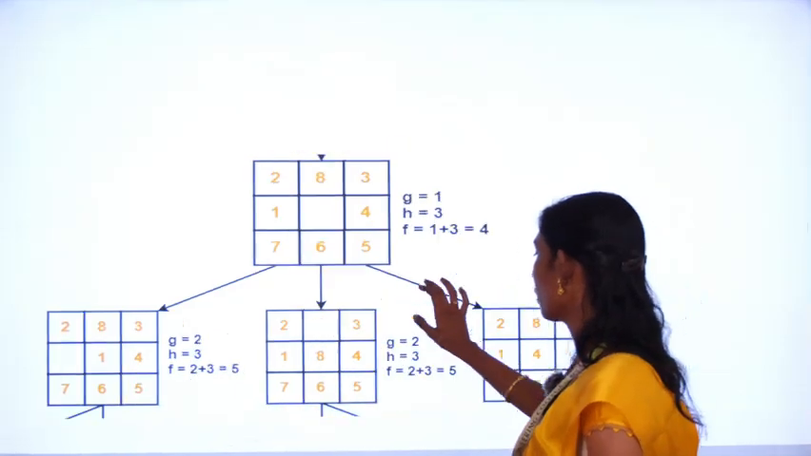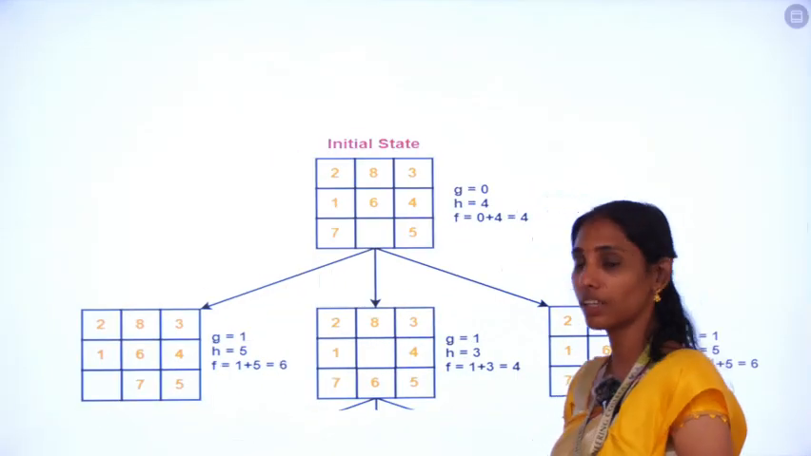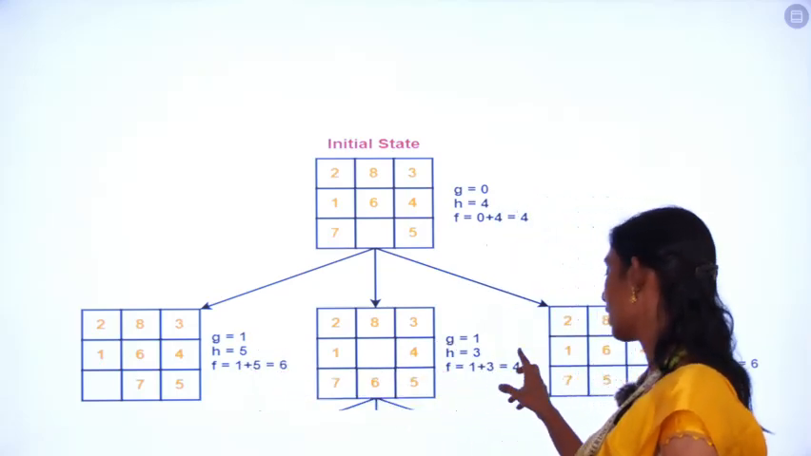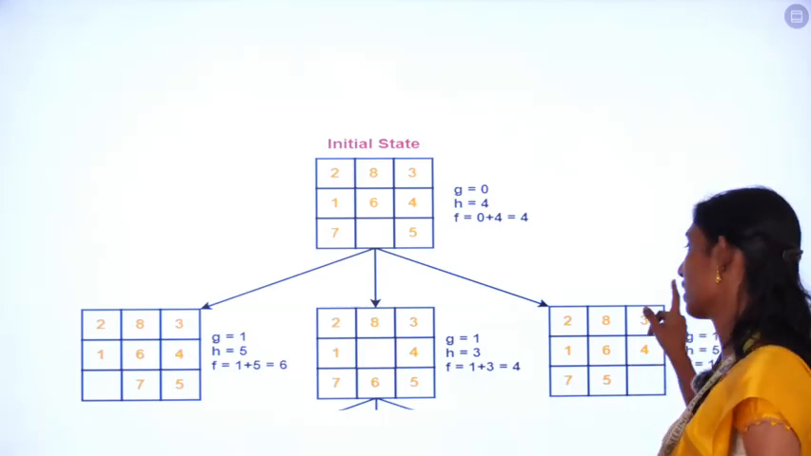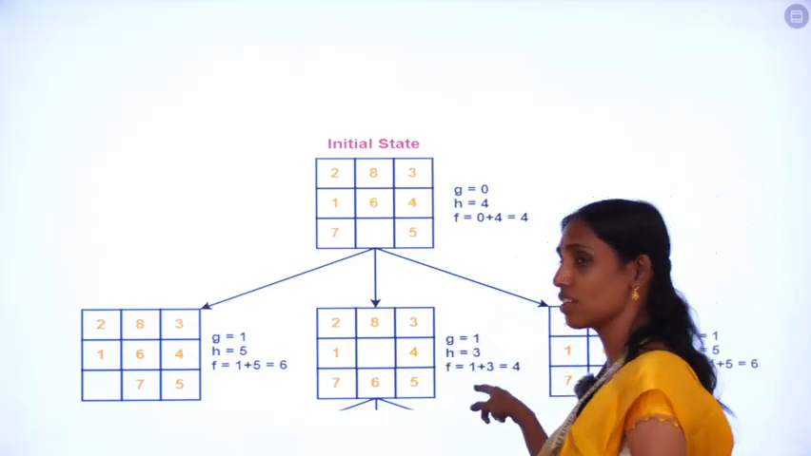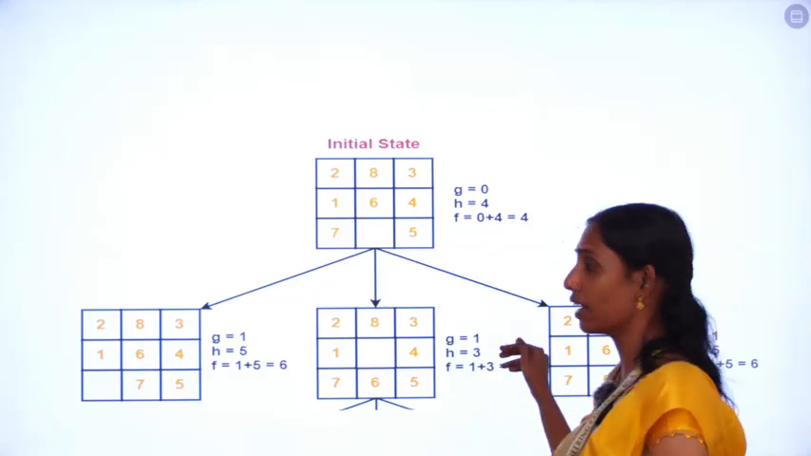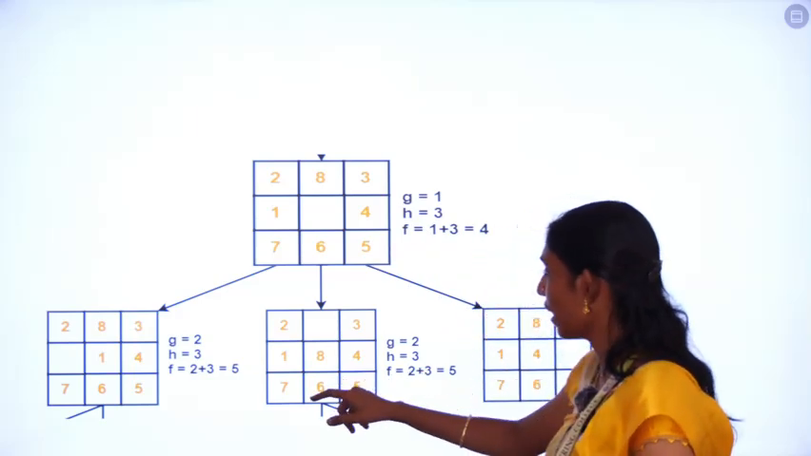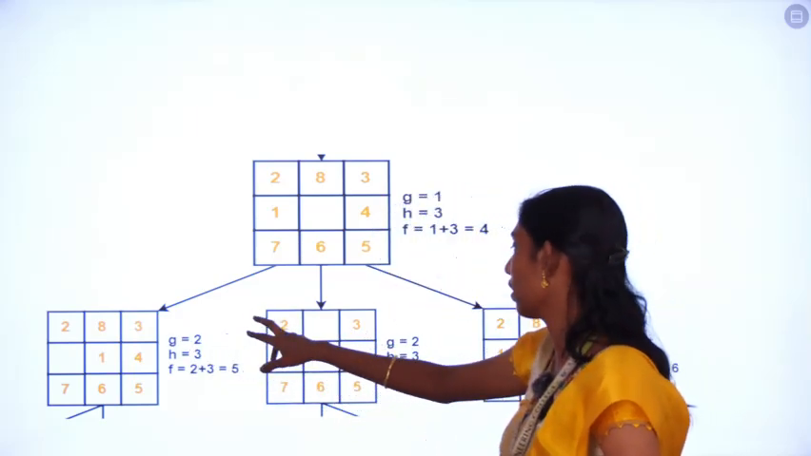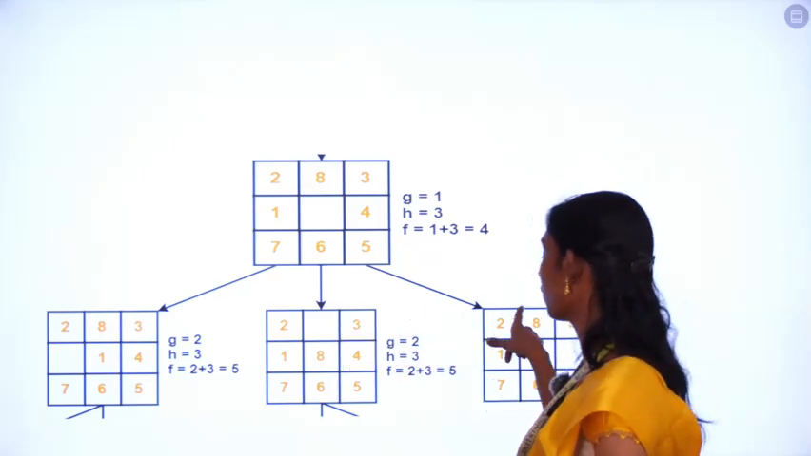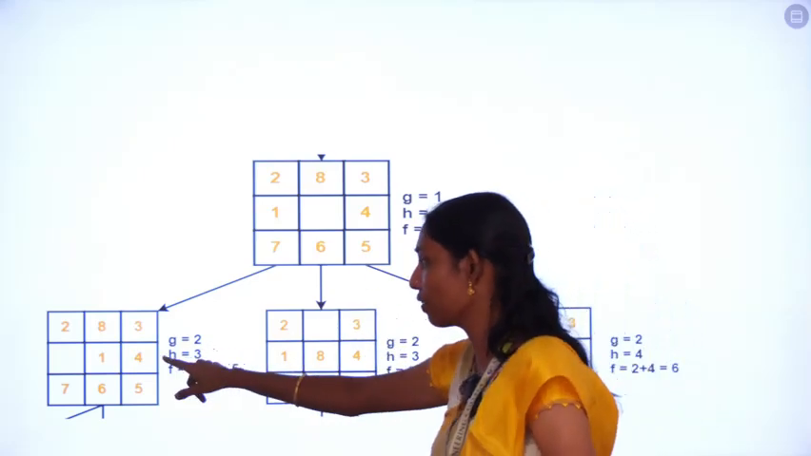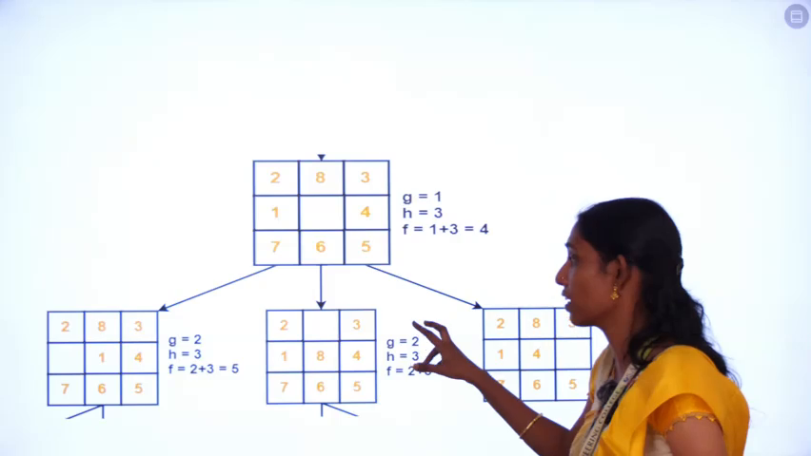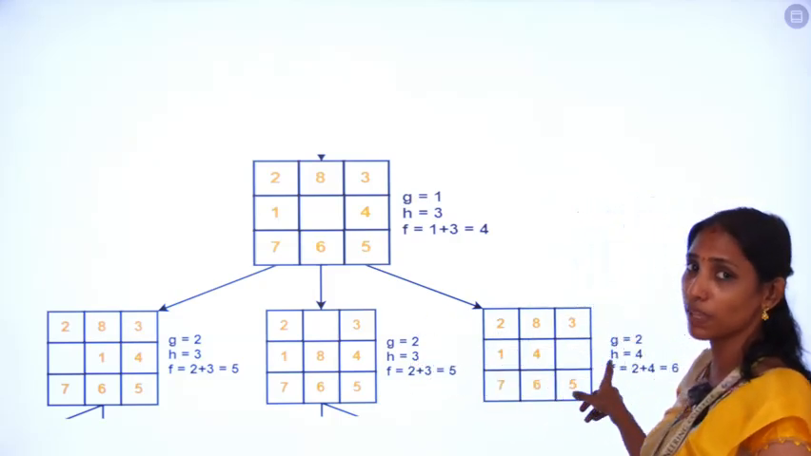So your F value will be 1 plus 5, that is 6, and here it is 1 plus 3, that is 4, and here it is 1 plus 5, that is 6. And from here we will take the minimum value, that is the least value, and process. So from this we are again moving to the next level where your G value will be 2 and here also you will have 3 different formats, where your H value, the misplaced tiles, here are 3 and here also your misplaced tiles are 3 and here your misplaced tiles are 4.